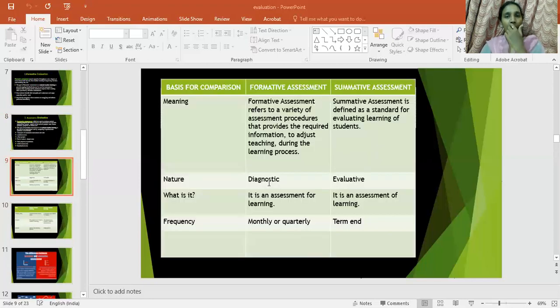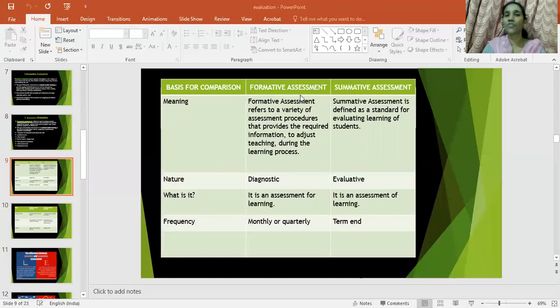Now the next point is the difference between formative assessment and summative assessment. They may ask you this question in your exam: explain the difference between formative assessment as well as summative assessment. So here I have prepared 3 columns. The first column consists of the basis for comparison, that is nothing but the points which we are going to compare.